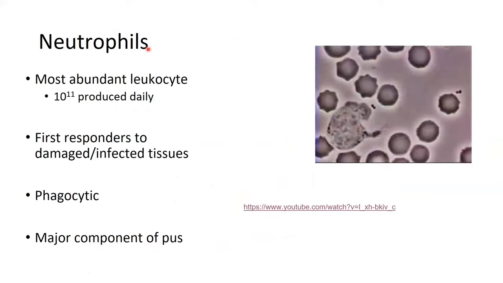First of all, you've got the neutrophils. Neutrophils are the most abundant type of white blood cell. There's 10 to the 11th of these produced daily, and these are the first responders to damaged or infected tissues. Normally, they're not found in healthy tissues, they're found in the bloodstream, and they are quickly recruited to tissues in response to injury and infection. These are phagocytic, and after phagocytosing the pathogens, they quickly die, and dying and dead neutrophils accumulate and become a major component of pus. So next time you get a cut and it becomes a little infected and you start getting pus, think to yourself, that's a bunch of neutrophils.